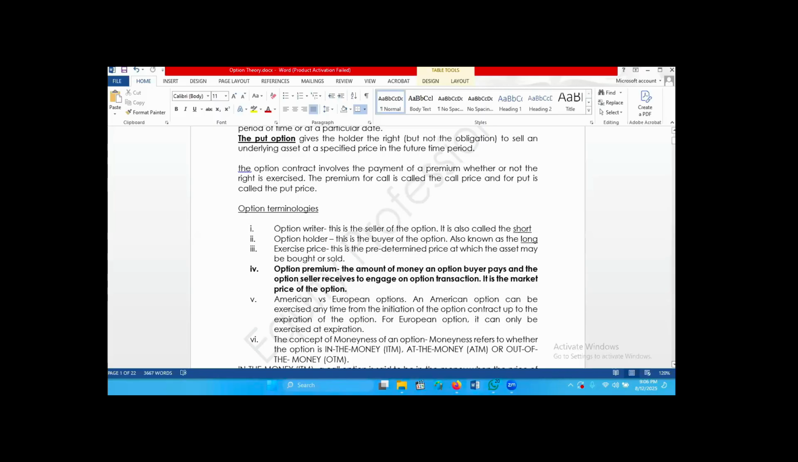For European option contracts, this can only be exercised at maturity of the contract. Please note the difference.